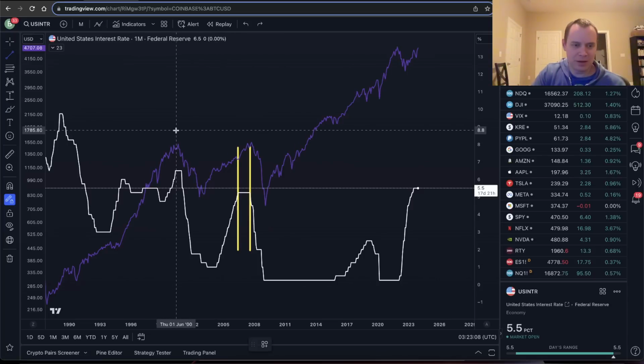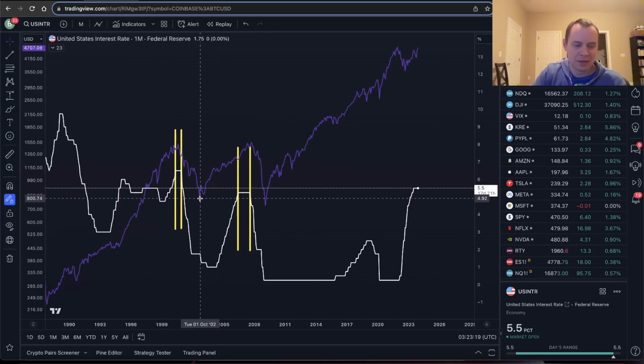Here's where the Fed paused. Right there. Here, the market started to sell off before the Fed started to cut. And again, the market did not bottom until you got closer to the end of rate cuts, right? It wasn't at the very end, but pretty close, within a few months or so.